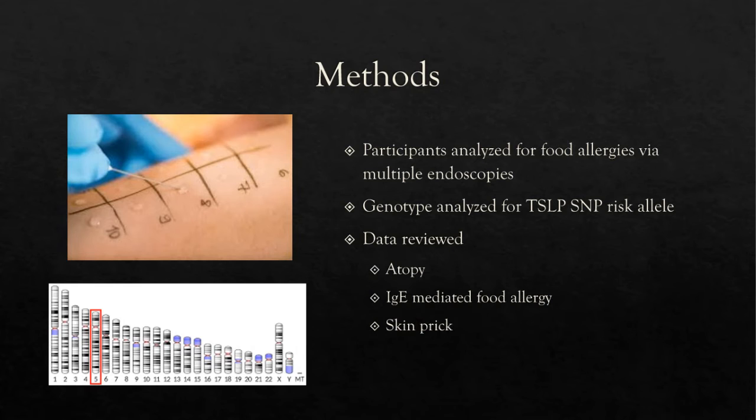Additional data was reviewed, including atopy, which was defined as having one or more of the following: asthma, allergic rhinitis, or eczema. And they also evaluated the participants to see if they had any IgE-mediated food allergies. So this is the usual, they get a skin prick test to see if they're allergic to these foods.